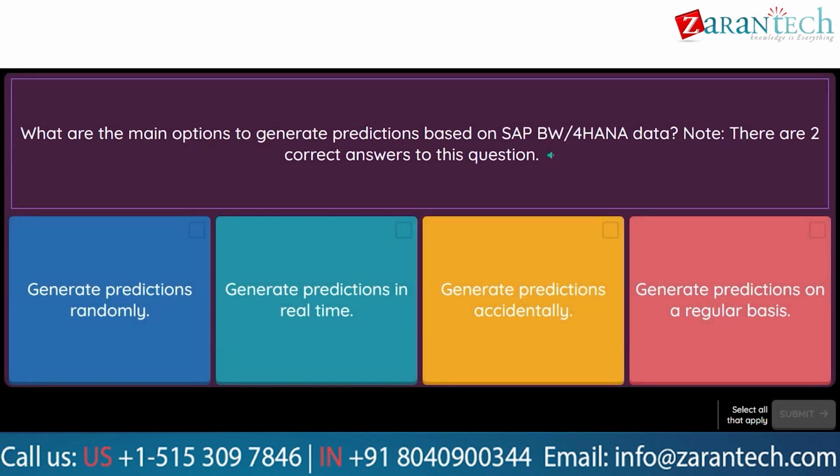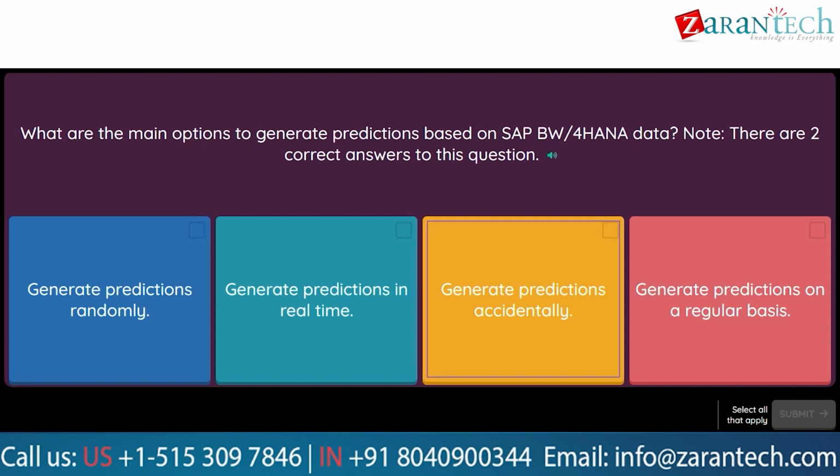Question: what are the main options to generate predictions based on SAP BW/4HANA data? Note, there are two correct answers to this question. Option 1: generate predictions randomly. Option 2: generate predictions in real time. Option 3: generate predictions accidentally. Option 4: generate predictions on a regular basis.